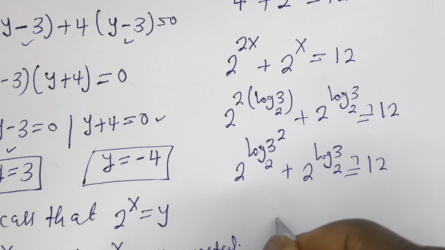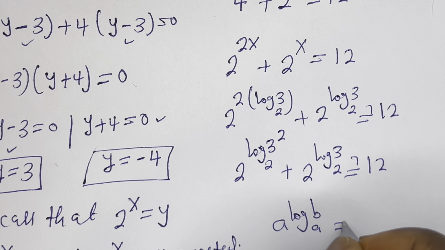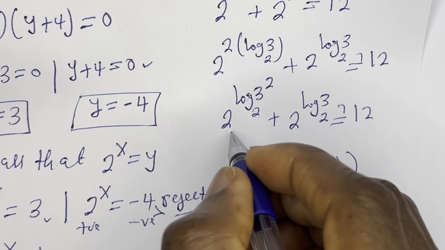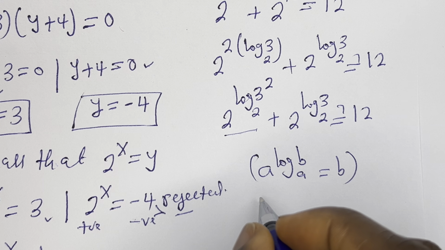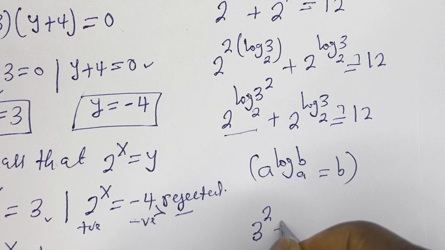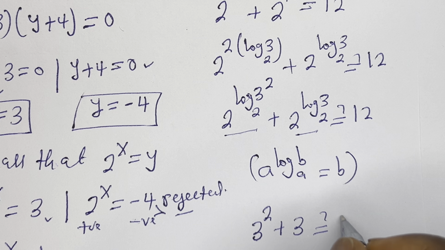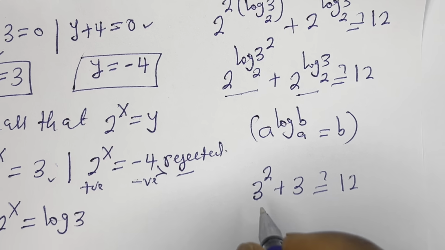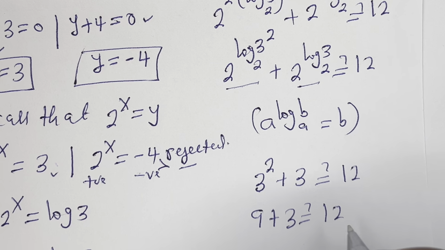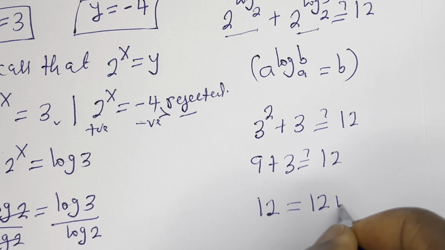Take note of this, that if you have a to the power of log b base a, it is equal to b. Then the whole of this can be written as 3 squared plus 3, which must be equal to 12. Then 3 squared, this is 9, plus 3, must be equal to 12. Then 12 is equal to 12, which is true.